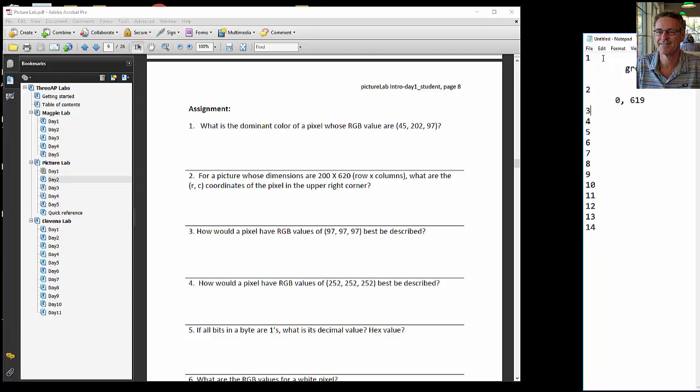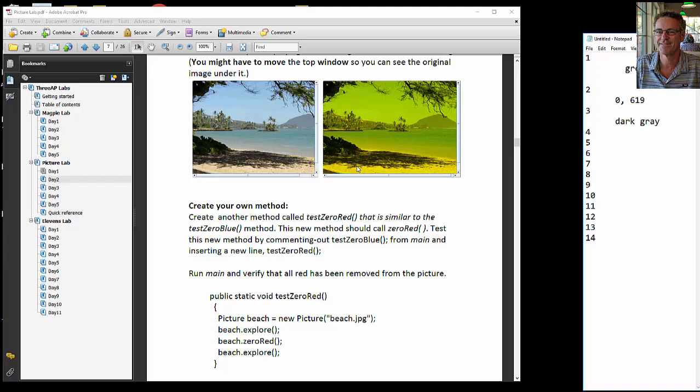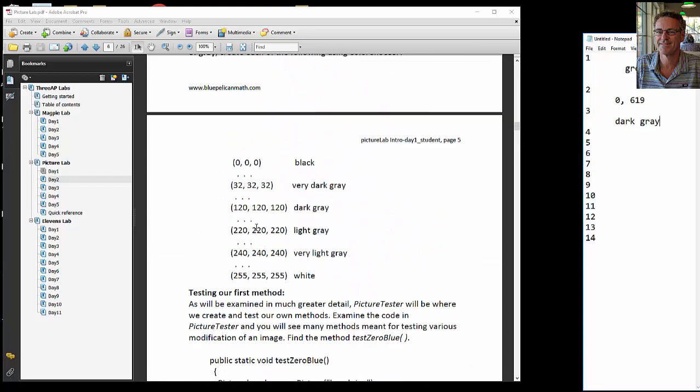Okay. Number 3, a pixel with RGB values all the same at 97. Well, the range goes from 0 to 255, right? 0 is black if everything's 0. If everything's 255, it's white. It's nearer to 0 than 255, so it'd be some kind of darker gray. You can see back here, kind of like around there, right? Even darker than that, between dark gray and very dark gray.